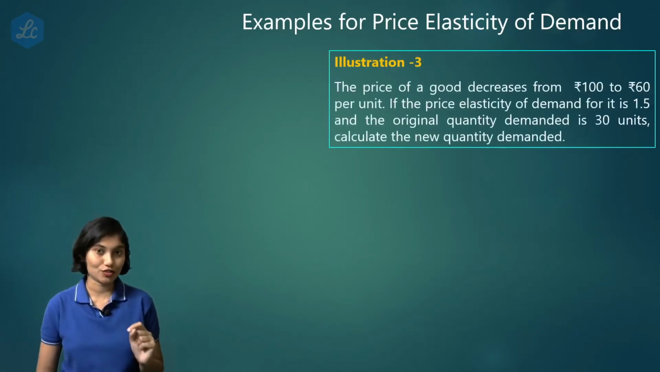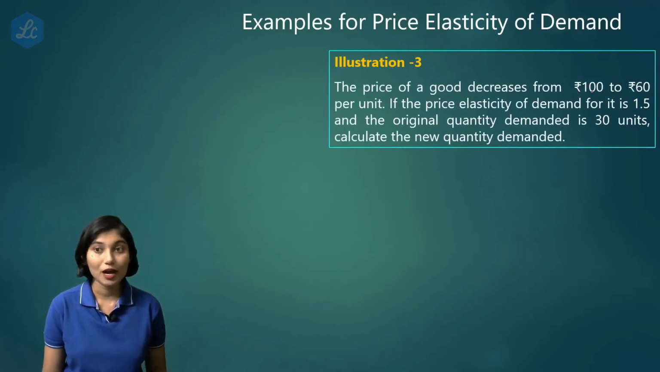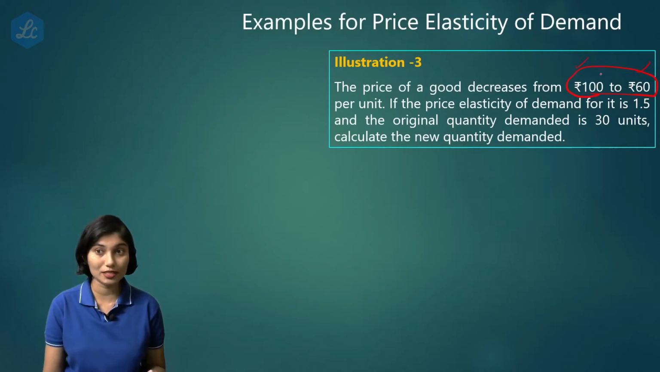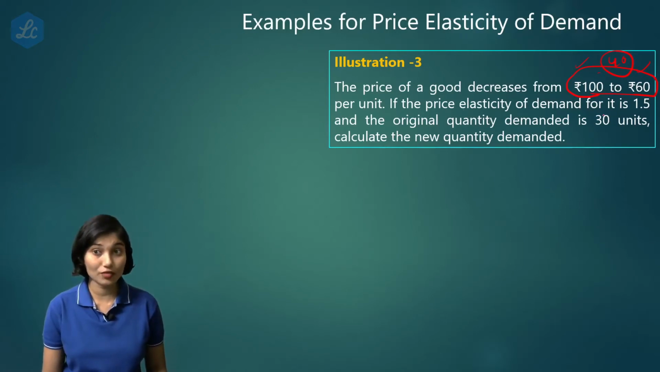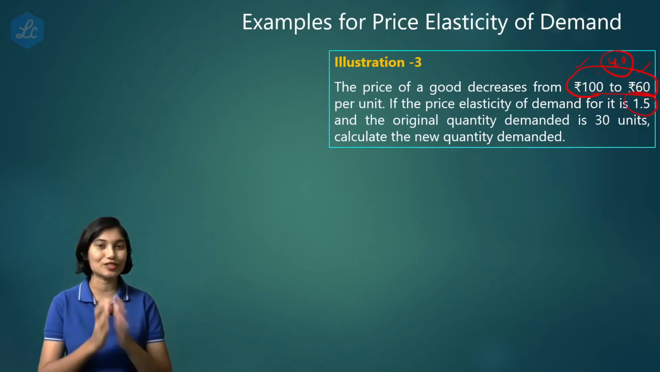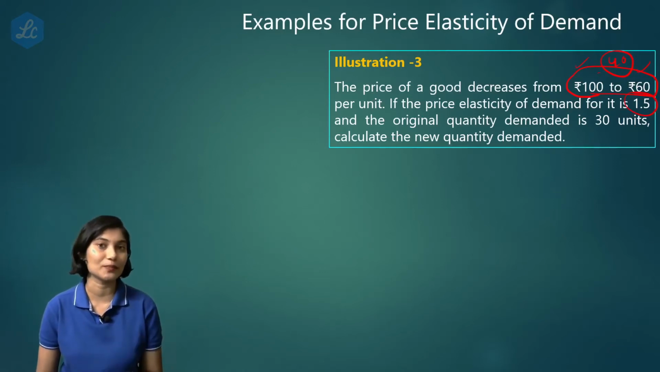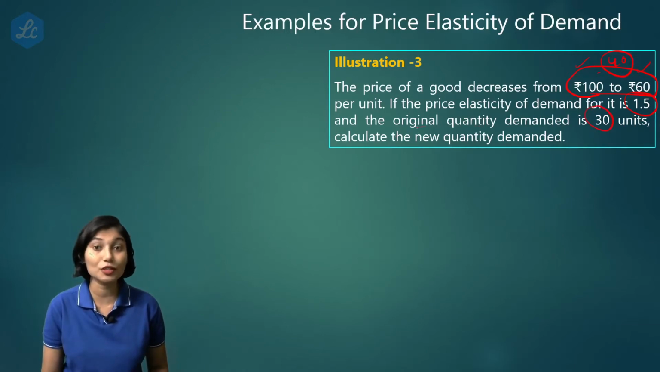The next illustration now. The price of a good decreases from 100 to 60. Okay. What was the price earlier? 100. Now it is 60. What is the change? 40, right? 40 rupees change per unit. If the price elasticity of demand for it is 1.5, now the question is slightly different. What have they given us? They have given us the coefficient. They have given us EP. Okay. So, if the price elasticity for it is 1.5 and the original quantity is 30, what is the new quantity?